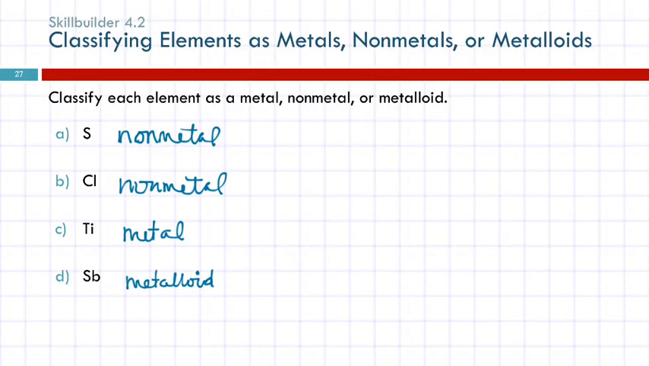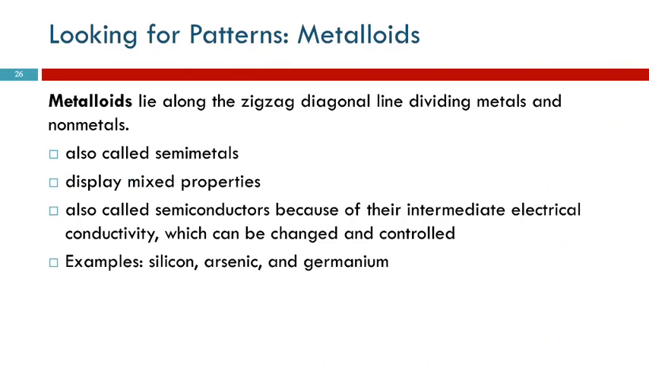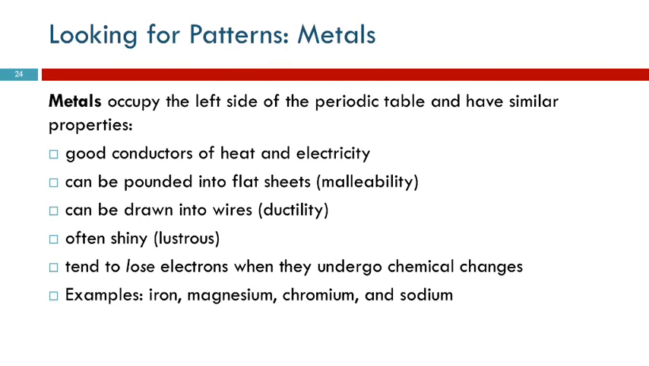Oh, that was a funny looking D. Okay. Sb is antimony. How do you get Sb out of that? Well, that comes from its old name. Let's go back to the periodic table here.